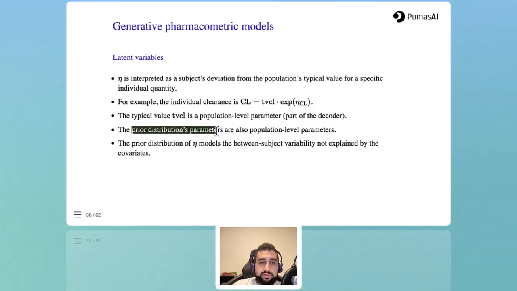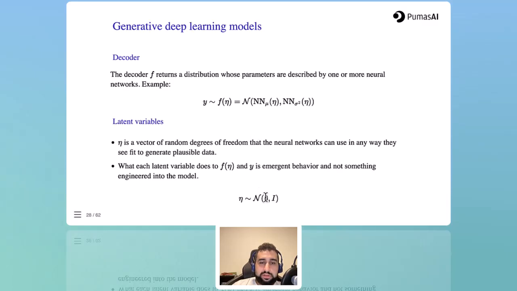Often also the prior distribution of eta CL has some parameters, and those are also population level parameters. Commonly they are referred to as the omegas, or the between subject variability parameters. Those are also additional population level parameters. And so often here we would have a 0, but then some omega here instead of just the identity matrix, and omega would itself be a population level parameter that needs to be fitted.